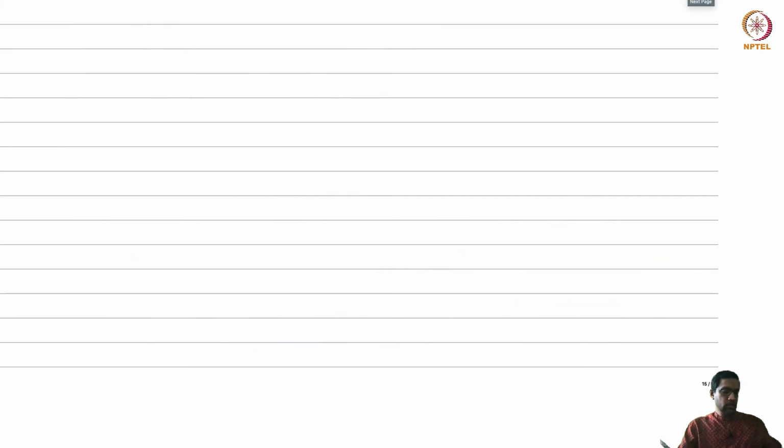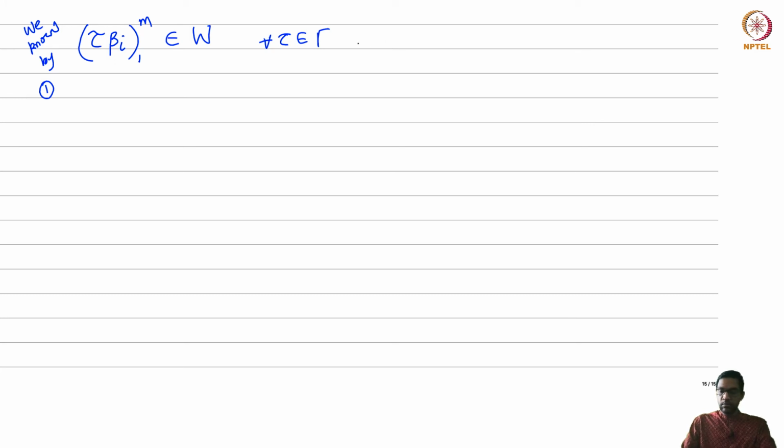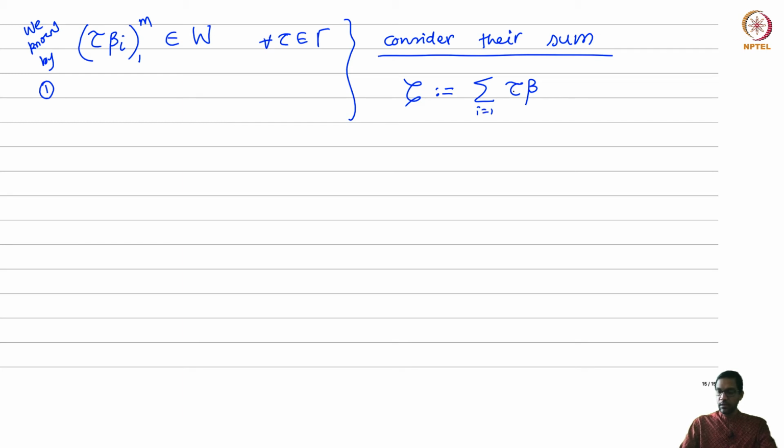Okay, now what's the point of this? So now let's apply the three properties of W. So now let's look at this property here. We know that if you apply tau to beta I, this answer is in W. This was property 1 that I mentioned of W, for all tau in gamma. Okay, now here's a standard sort of trick that one uses to construct elements which are invariant under actions of finite groups. So let's consider the sum of all these tau beta I's. Let me call this new element zeta. Let zeta denote the sum of all these tau beta's, tau belongs to gamma.